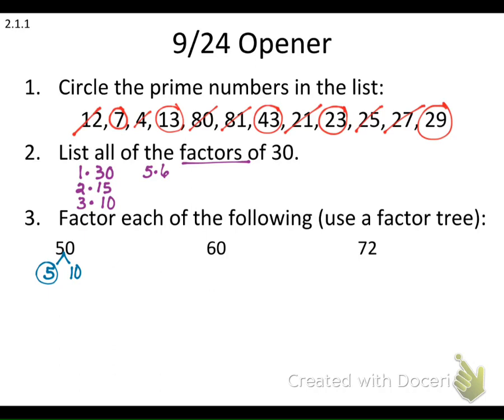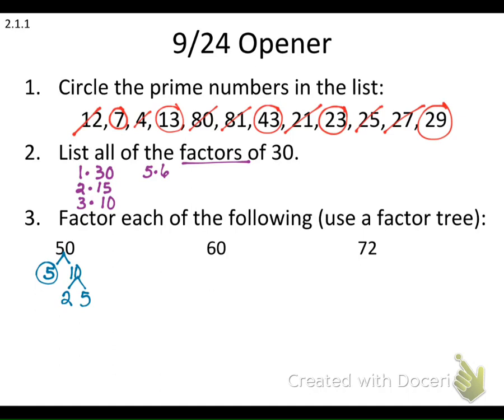So I come to my other side, 10. Can I factor 10? It's composite. So yes, I can factor it. 2 and 5. What 2 numbers can I multiply together to get 10? 2 and 5. Now you could put 5 and 2. It doesn't matter which order you put them. I always put my smallest number first, then my larger number. I just like to keep things organized.